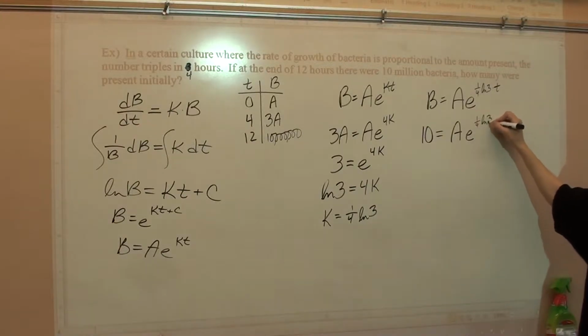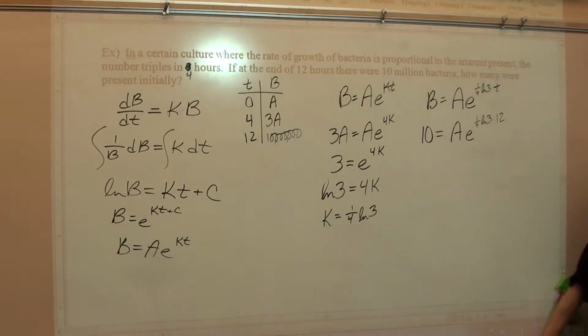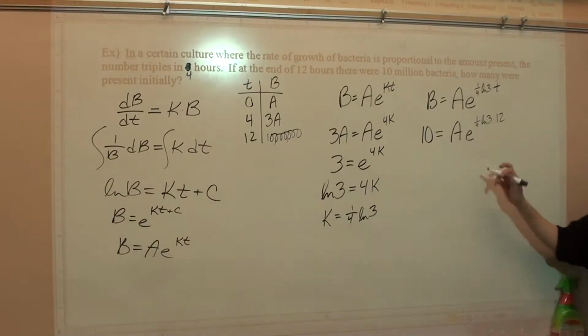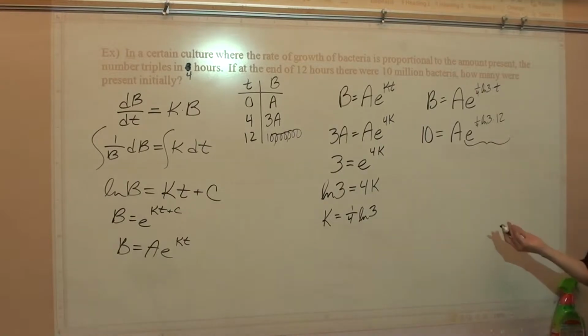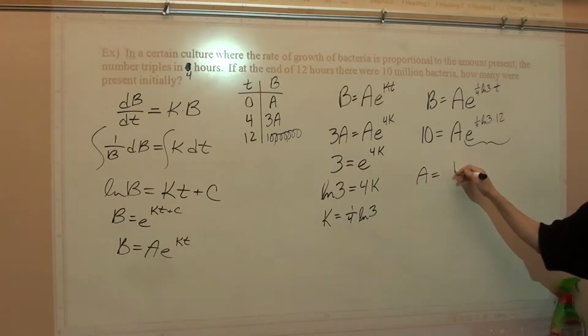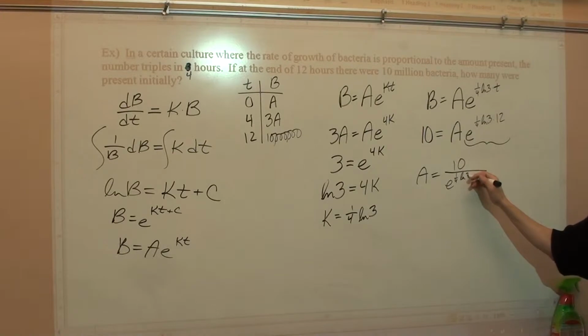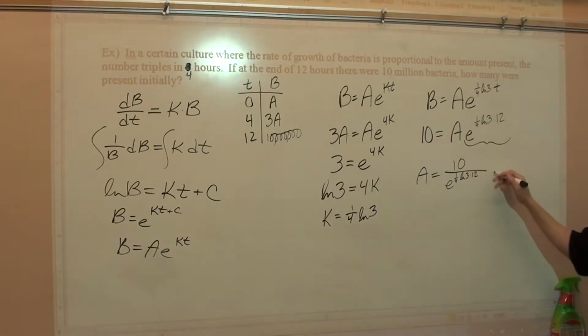1/4 ln 3 times 12. How do I solve for A? Divide by B. Divide by e to the... Exactly. This whole thing right here is just a constant, right? So all you have to do is divide by that. So A is 10 over e to the 1/4 ln 3 times 12, which I just put as 3 ln 3.